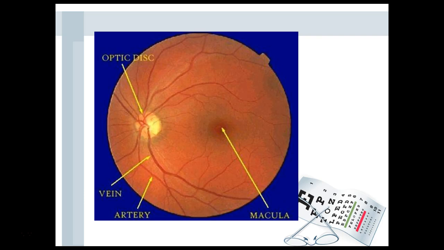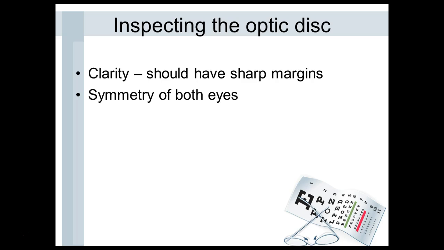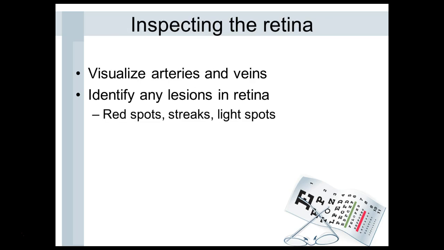So you'll notice the optic disc, and you'll notice the macula, and the arteries and the veins. Clarity, it should have sharp margins, and there should be symmetry in both eyes. If you're looking at the arteries, you want to make sure there are no lesions, no red spots, streaks, or light spots.